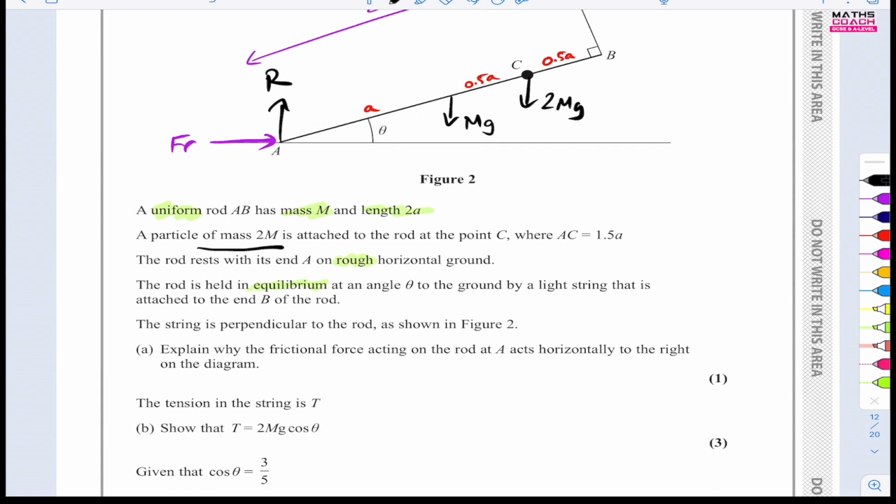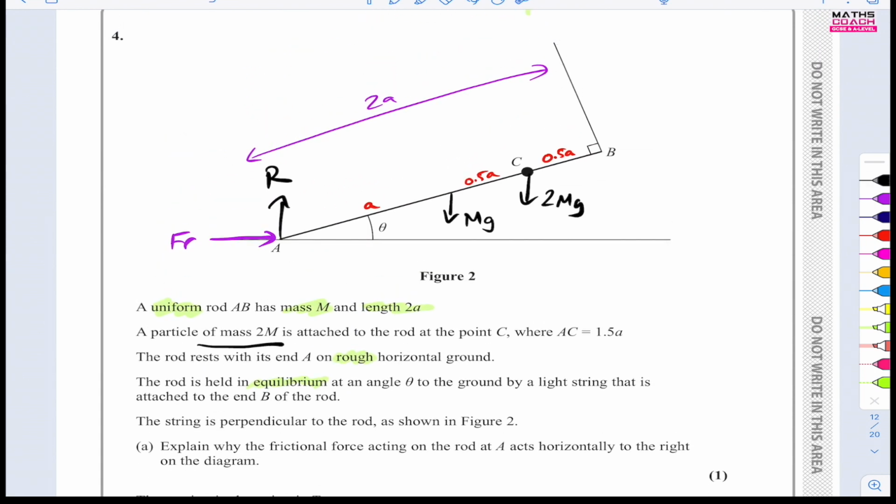What about the tension in the string? So this is the string, all right, which is holding this rod up. It's going to have a tension. Tension is going away from there up to whatever's holding it, okay, the ceiling or something. So that's T, tension. All right, so that's my diagram done.